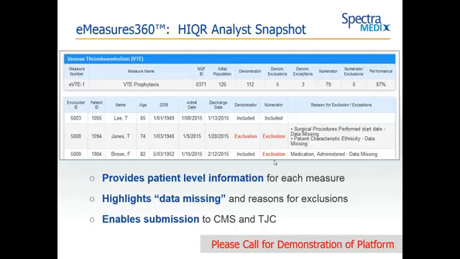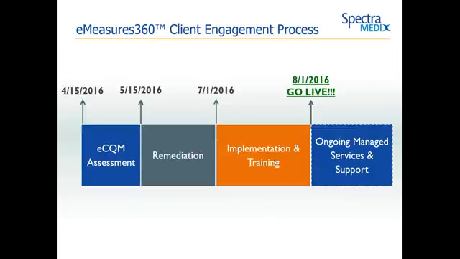Through this role, there's also the submitter role, where they would go in and select the measures. Again, it generates a report to us that we would then submit off to CMS and to the Joint Commission. So that's the eMeasures 360 platform, and a quick look at the portal, the performance improvement tool itself.